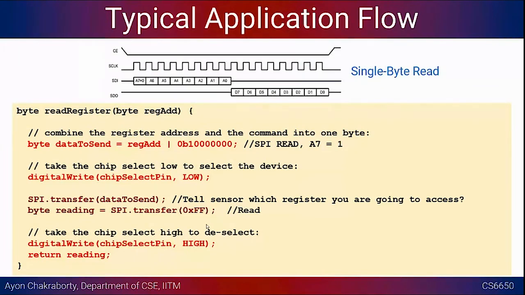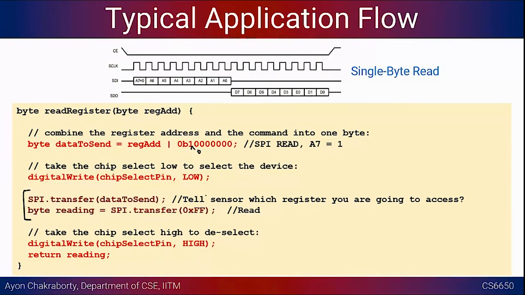And the other one is for register read. There is absolutely no difference here, just that the bit could be flipped. If A7 was 1 in the write case, then in this case A7 will be 0. This could be 0, and then nothing changes apart from this.